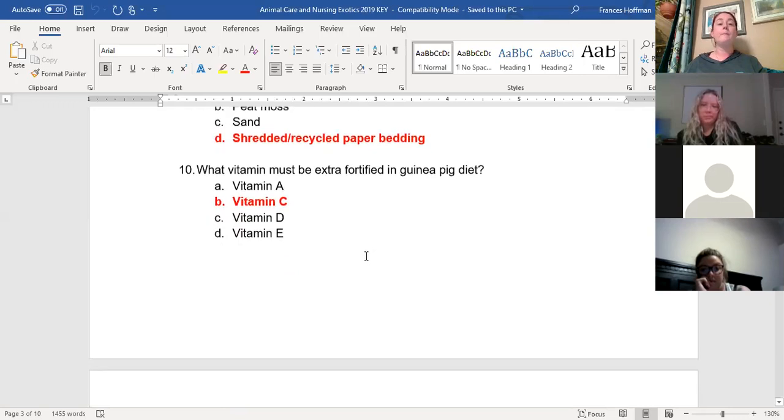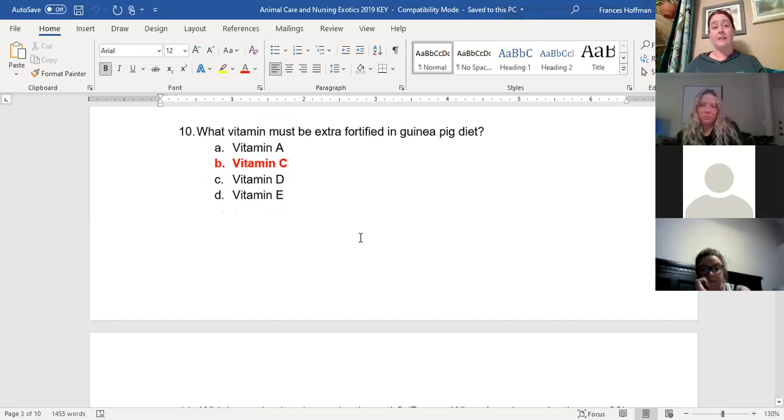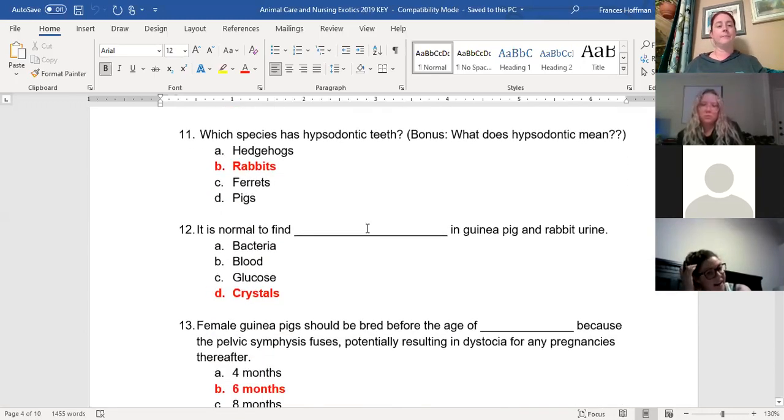Number 10, which vitamin must be extra fortified in guinea pig diets? That's vitamin C. Guinea pigs need to have supplemented vitamin C. Our primates, non-human primates, human primates, and our guinea pigs cannot make vitamin C on their own. They have to get it in their diet.